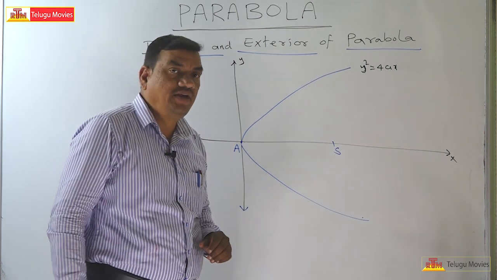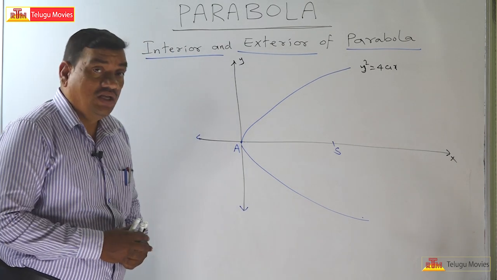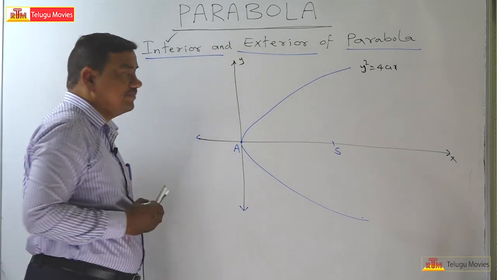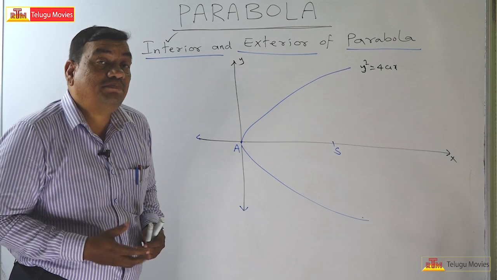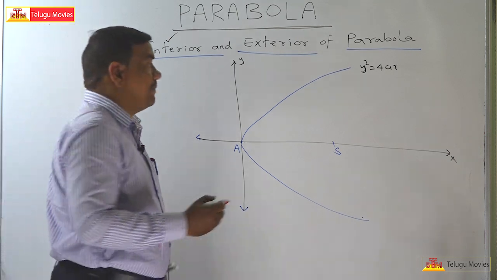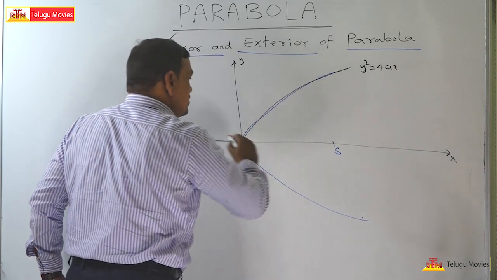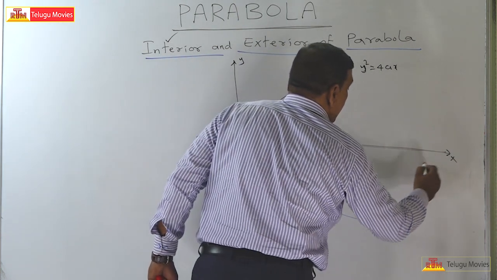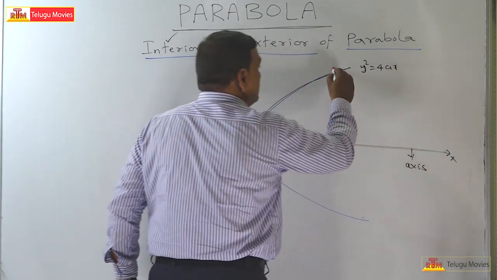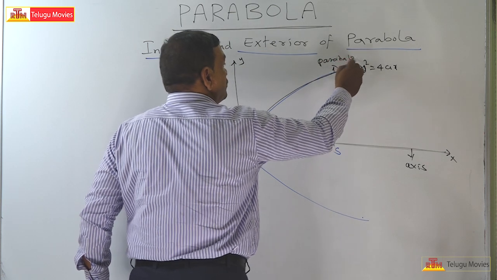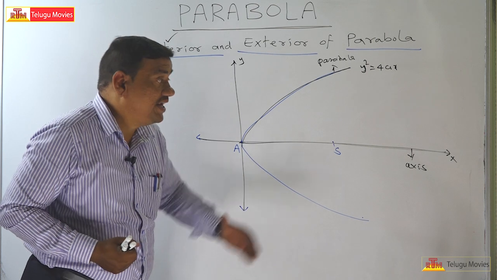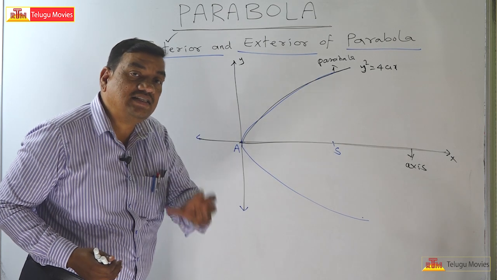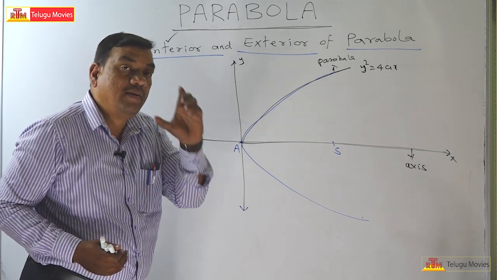Observe carefully. The definition is very clear. I am explaining the interior first. The region lies between the parabola and the axis. This is the parabola, and this is what we call the axis. So the definition is: the region which lies between the parabola and the axis is called the interior of the parabola.